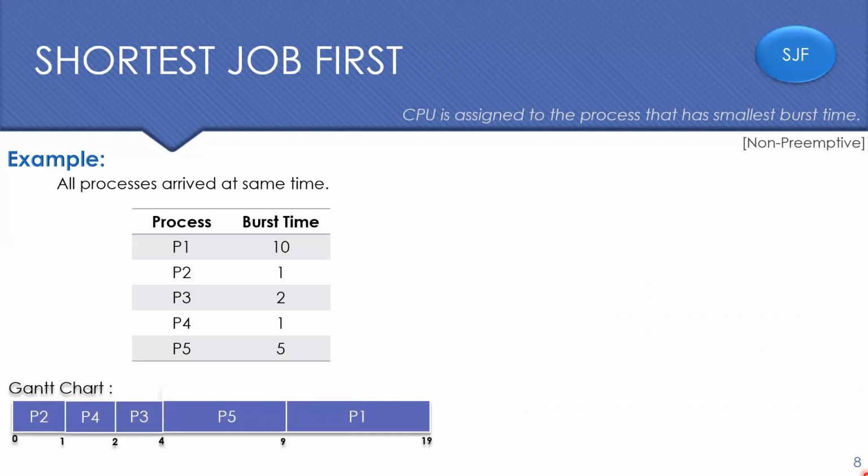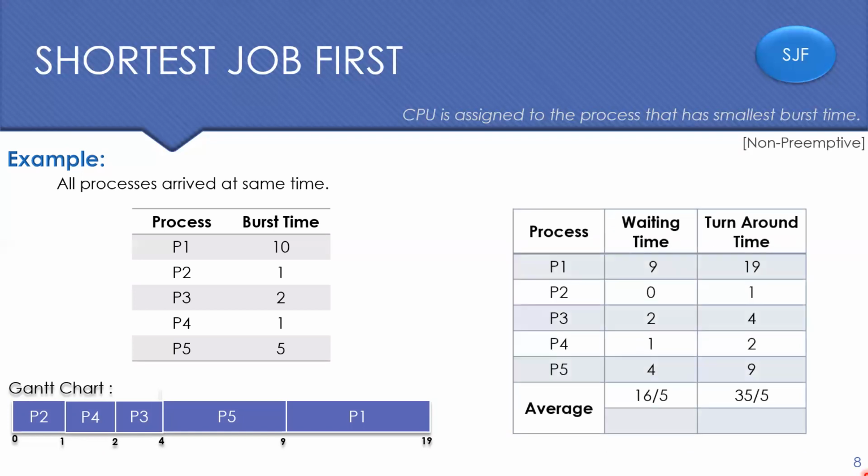As we know, the process which has the smallest burst time gets executed first. So in this case, process P2 has the smallest burst time, so it will get executed first. Next, process P4 has the next lowest burst time, so it will get executed after P2. Similarly, P3, P5, P1 will get executed accordingly by their burst times. So let's look at the turnaround time and waiting time of these processes.